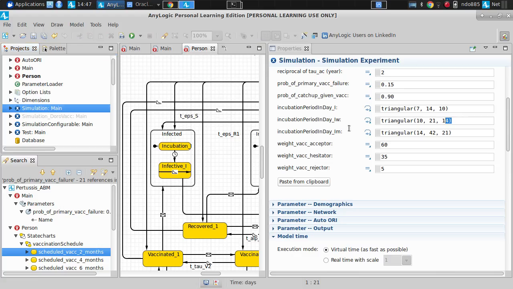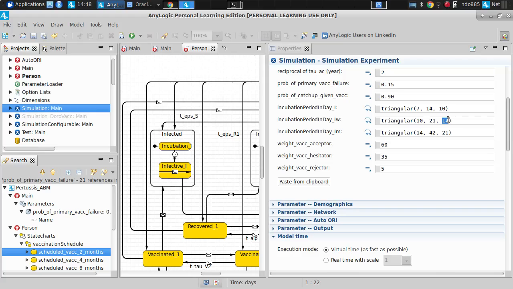Here we're assuming that the incubation period for a person with a certain pre-existing level of protection will be somewhere between 10 and 21 days with a mode time of 14 days. So those are examples of assumptions.